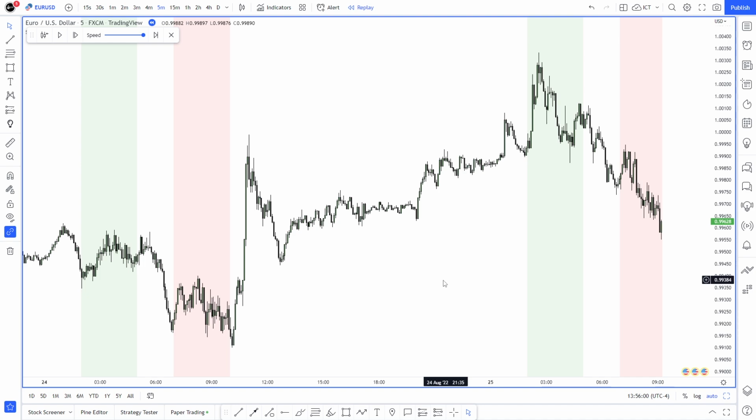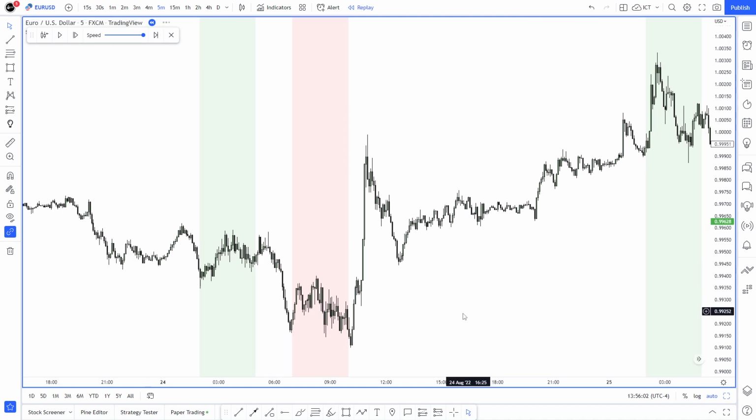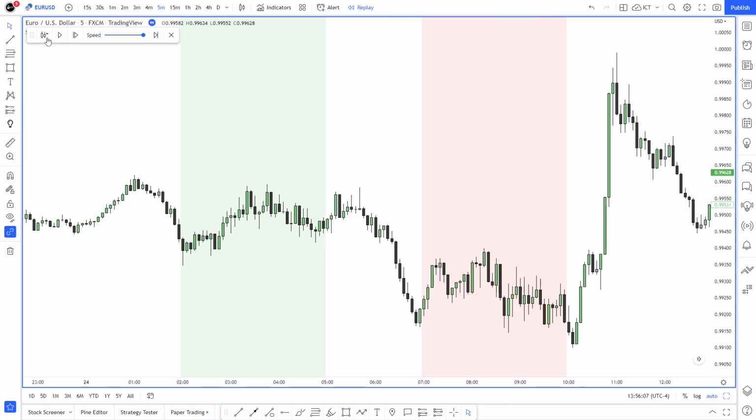So bias is complicated, but every single day I get into the charts, and this is exactly what I do. I get into the charts at this point.